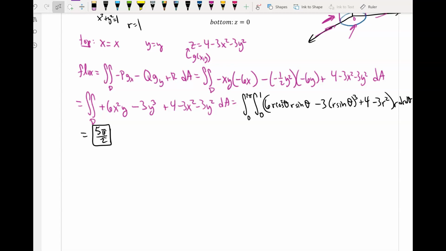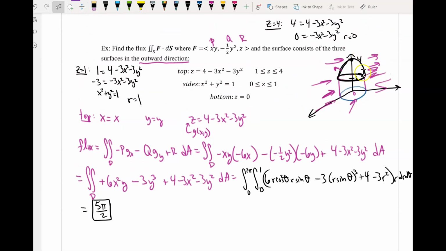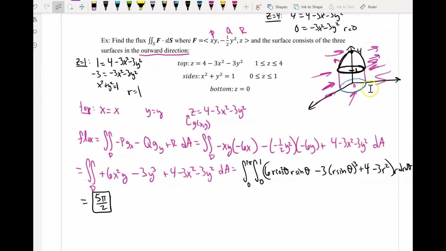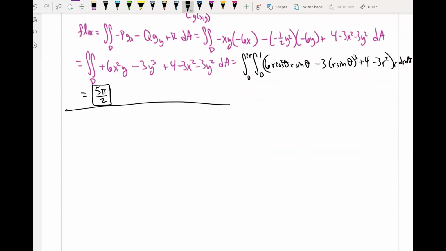All right. Now let's look at the other one. If you want to think about flux, it's the mass per unit time per unit area coming from here. Now let's look at the sides. For the sides, we're going to have to involve some of the cross product. How much flux is coming in and out from this other area? The sides are x squared plus y squared equals 1, and z is between 0 and 1.